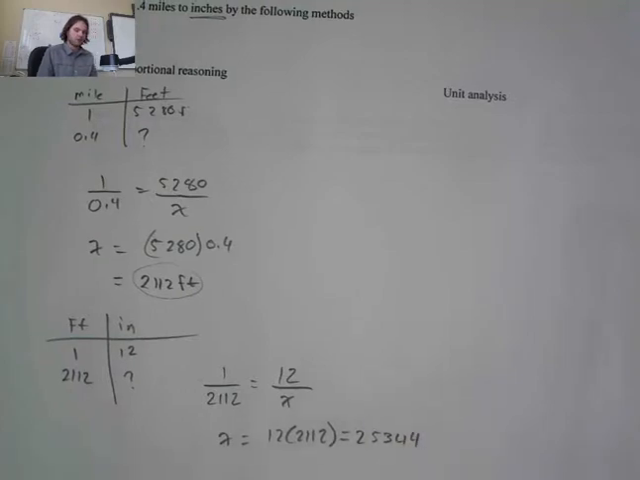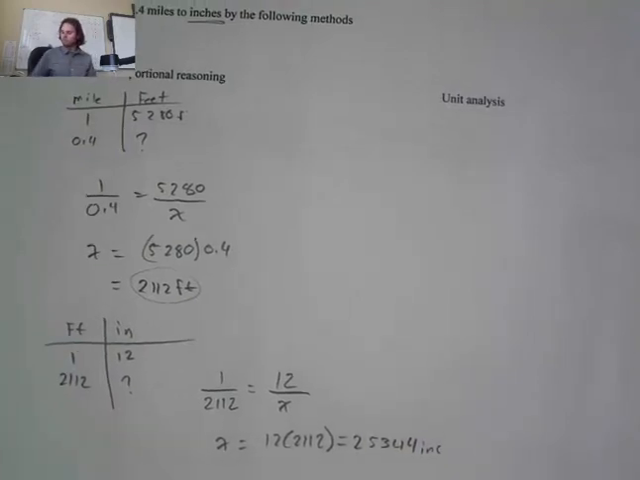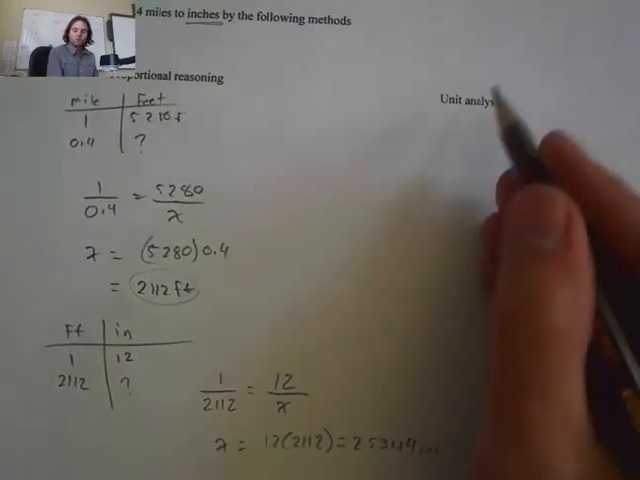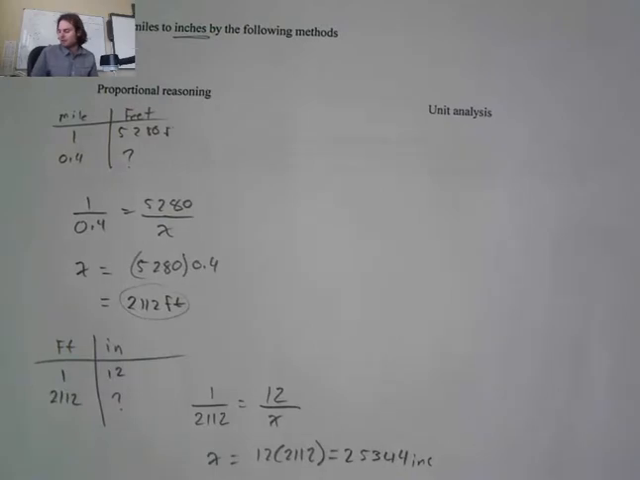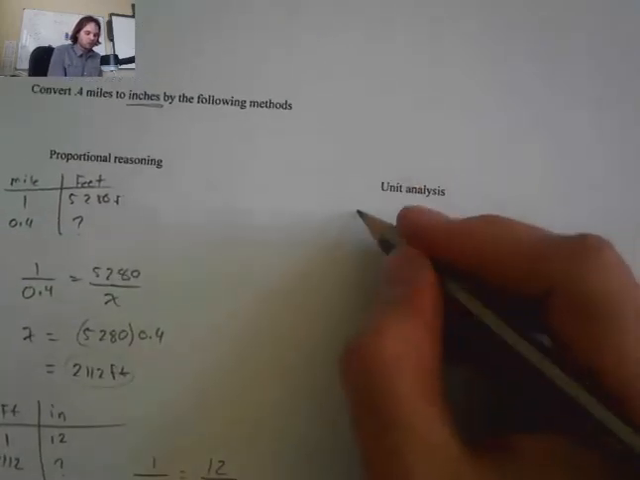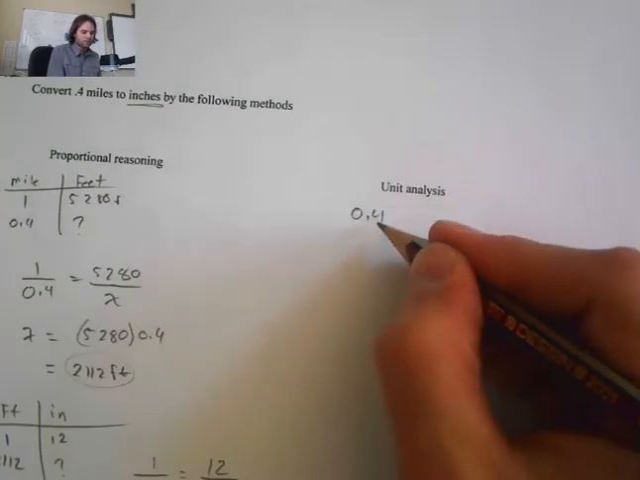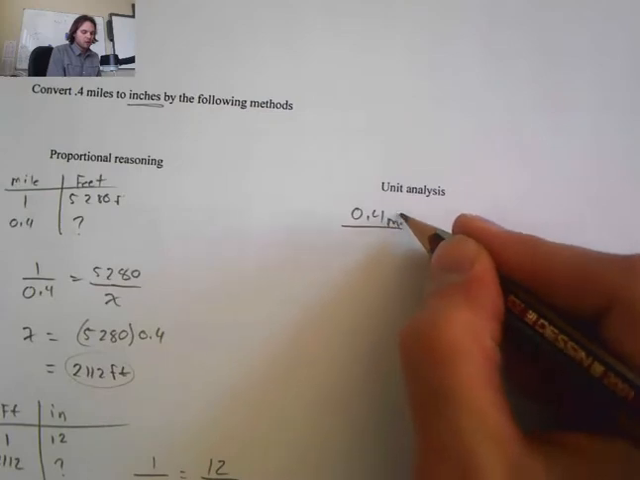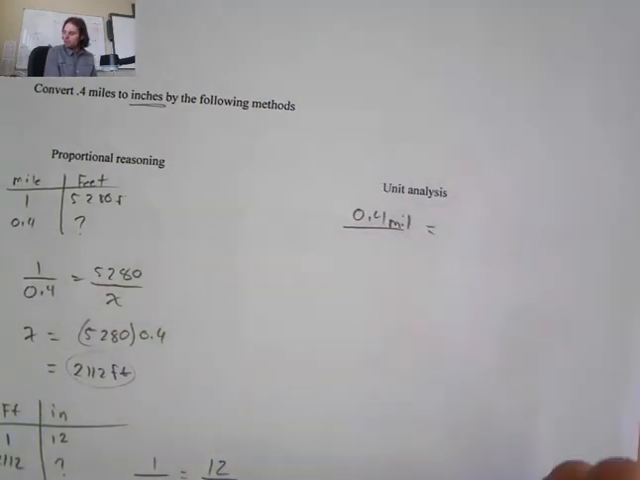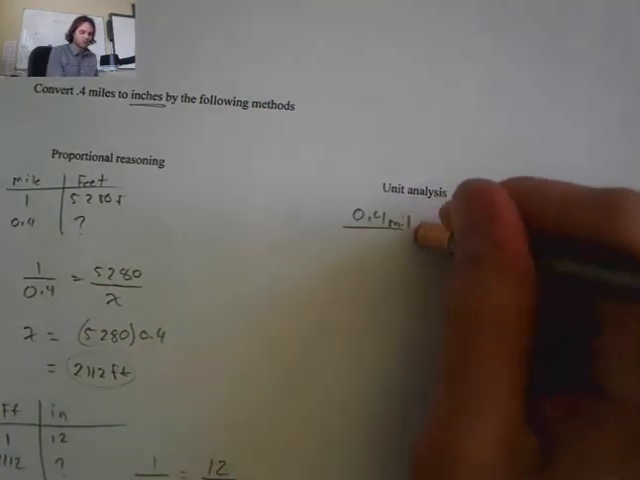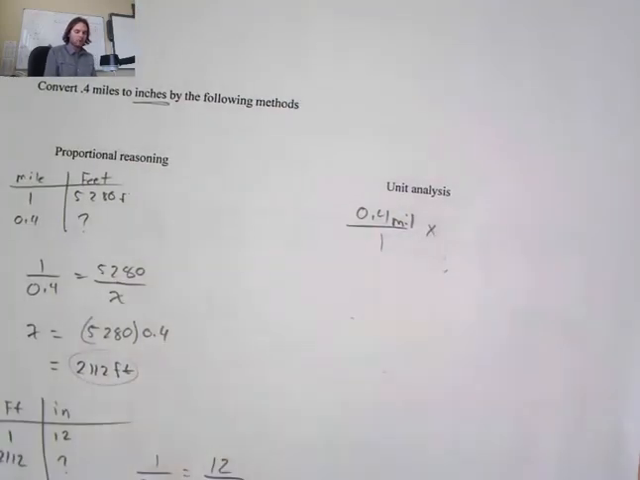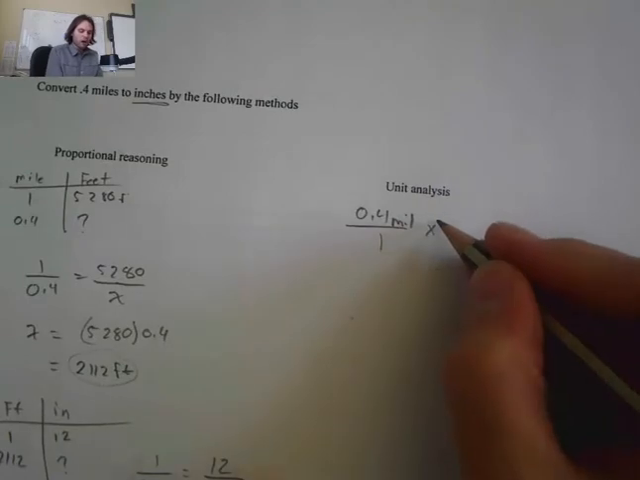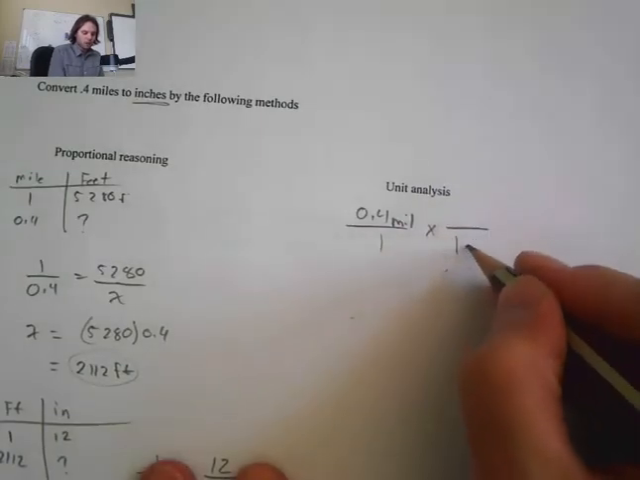Or 25,344 inches. Okay? Now, the next one wants us to do unit analysis. So this is just slightly different. It's almost the same thing. So we start off, we have 0.4 miles, and we have to cancel off our units, all over 1. And then we want to multiply by, well, I want feet, so over 1 mile.